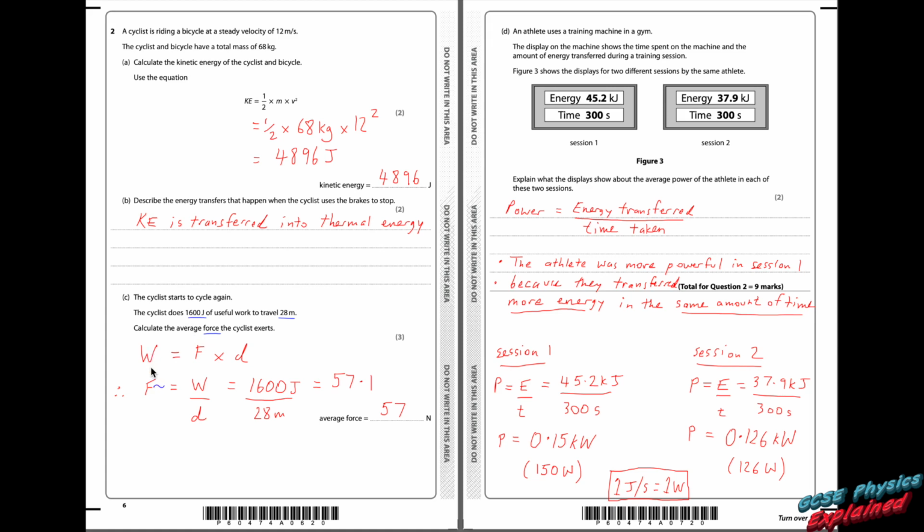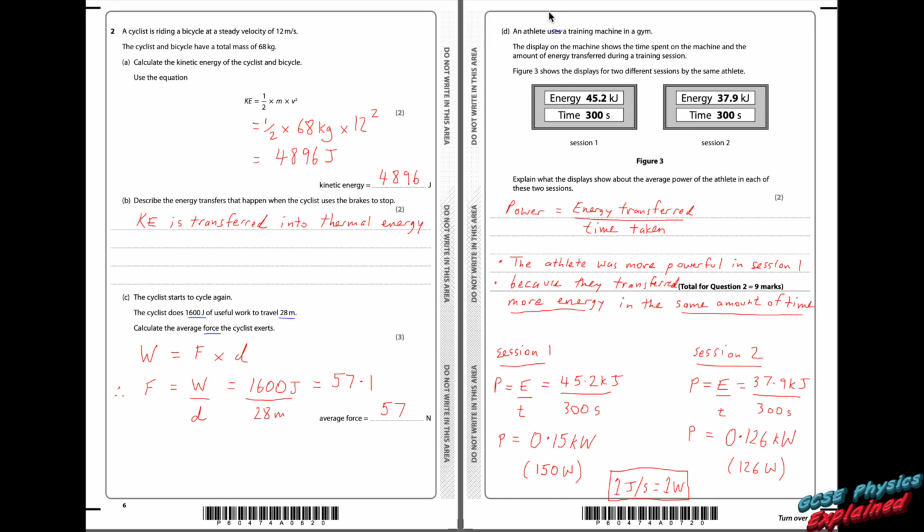So the equation we can use is work done equals force times by distance. Rearrange that so that force is the work done, or the energy, divided by the distance. So put the values in. Answer comes out as 57.1. I've just rounded it up to 57 because there was no decimal places for either of the answers that they gave us.